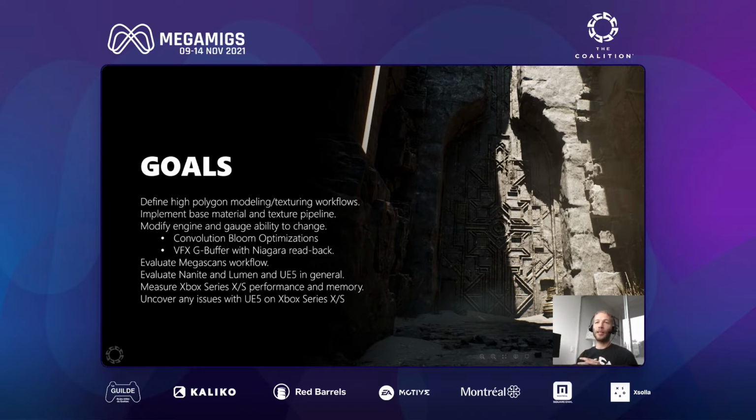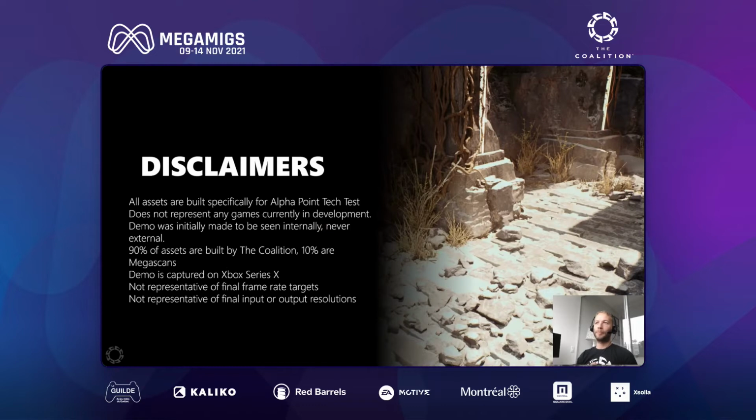So we ended up adding two mods to the engine. We added convolution bloom optimizations and visual effects G-buffer with Niagara readback. We wanted to evaluate Megascans. How can we incorporate this into our workflows? We wanted to evaluate Nanite and Lumen and UE5 in general, of course, and then measure this on Xbox. How does this perform? How does this fit in memory? And kind of dig into any issues we may find there.